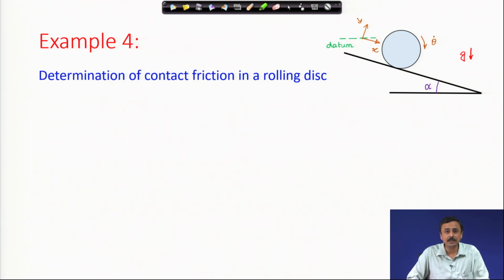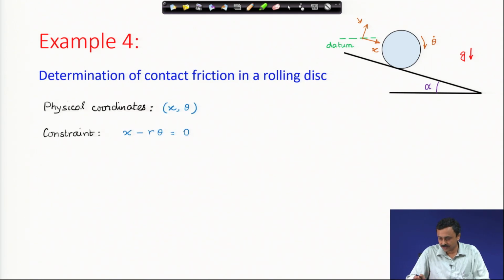So, how do I do that? I must break the constraint that generates the friction force, or looked at in another way, I must allow that friction force to do some work, some virtual work. That is the same thing as saying I must break the no slip condition. How do I do that? I must take x and theta both as coordinates.